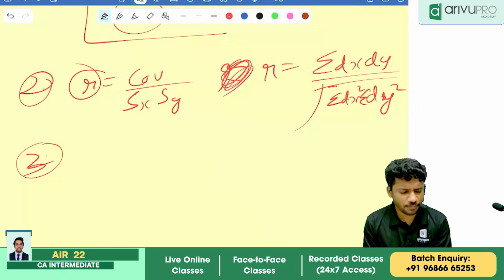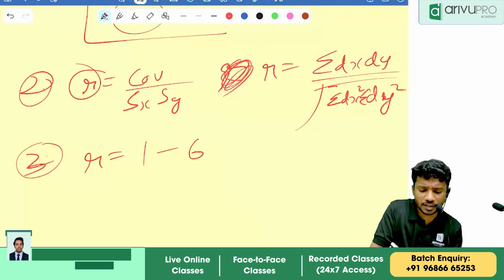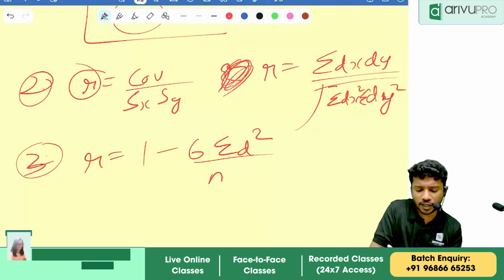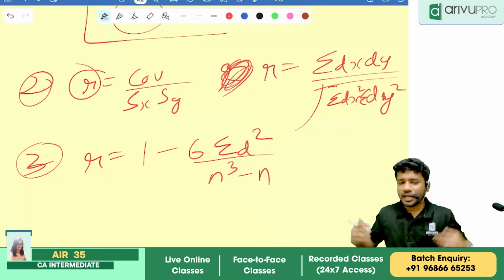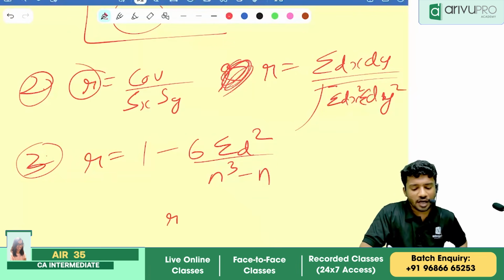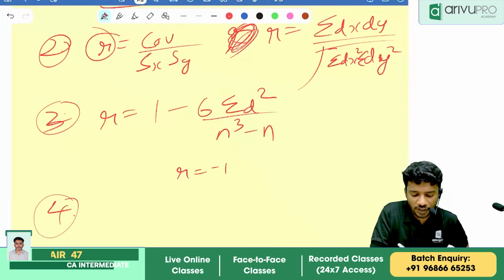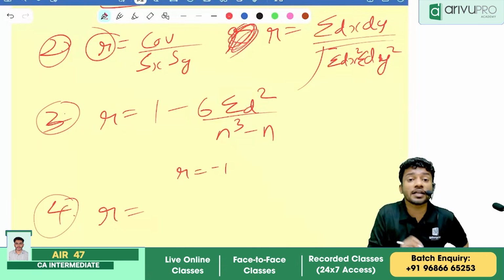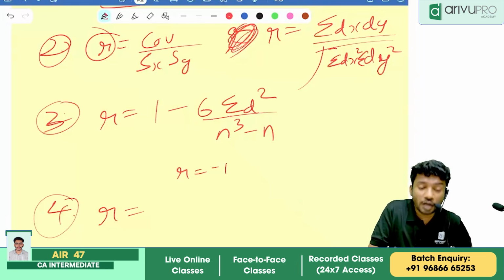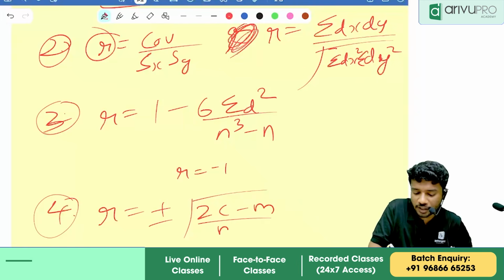We forgot one. What is the next one? Spearman's rank correlation coefficient. R is equal to 1 minus 6 sigma d squared divided by n cube minus n. If the ranks are in opposite order, it is what type of correlation? R is equal to minus 1, or perfect negative. The fourth one we learned is the concurrent deviation method. R is equal to plus or minus root of (2c minus m) divided by m.